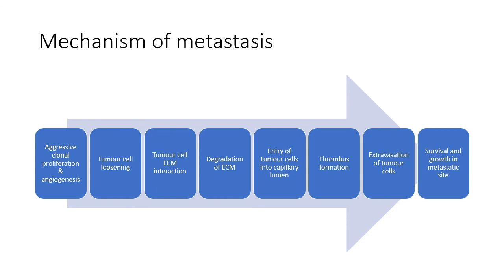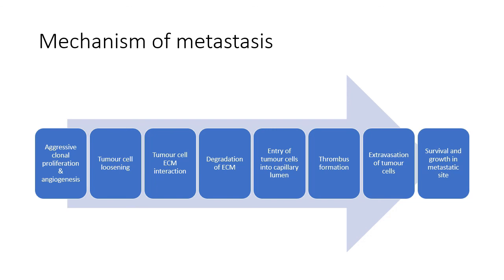So these two things are essential for metastasis to happen. That is, there should be tumor angiogenesis and also aggressive proliferation of a subpopulation or a clone of cells with the right biological characteristics for metastasis. The next stage is tumor cell loosening. Normally, the cells remain glued to each other by the presence of cell adhesion molecules. In tumor, there is loss or inactivation of these cell adhesion molecules, which leads to tumor cell loosening.